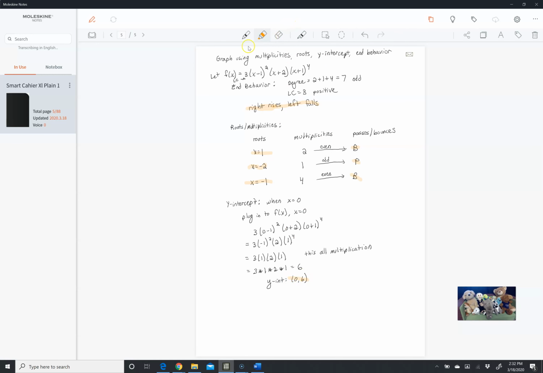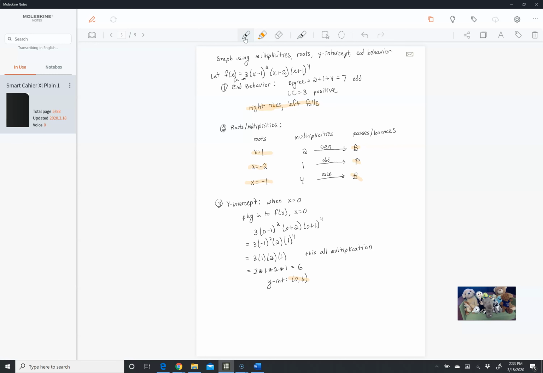Okay, so everything that's highlighted, we're going to be using in our graph. I'm also going to order it. You look at the end behavior first. So this is the first thing that you look at. Then you can mark off your roots and you can use your multiplicities. And then you do the y-intercept.